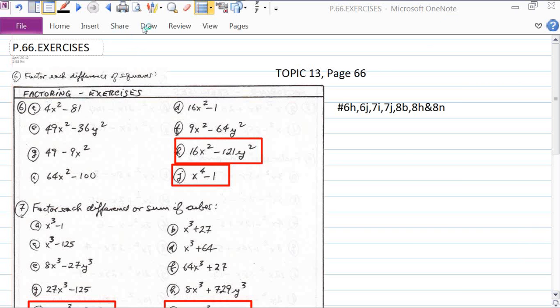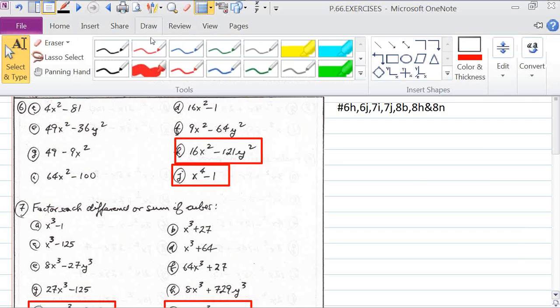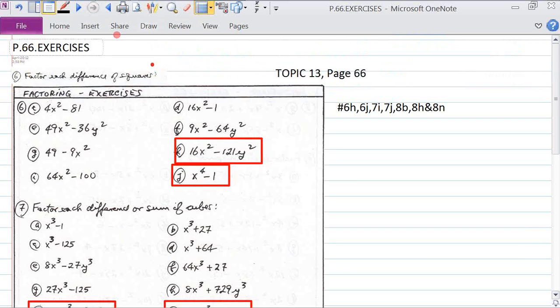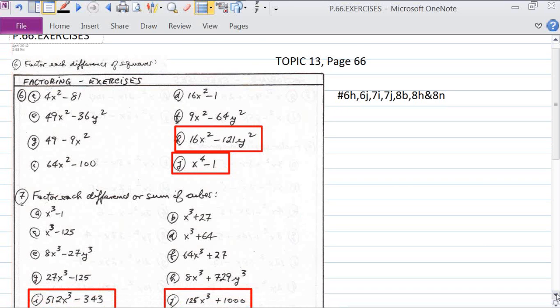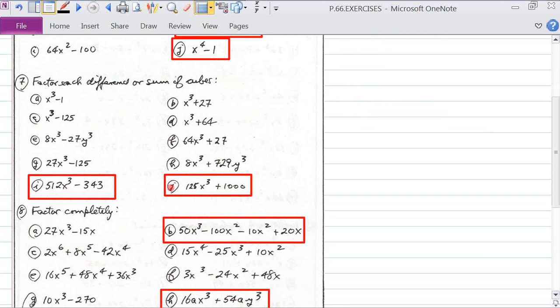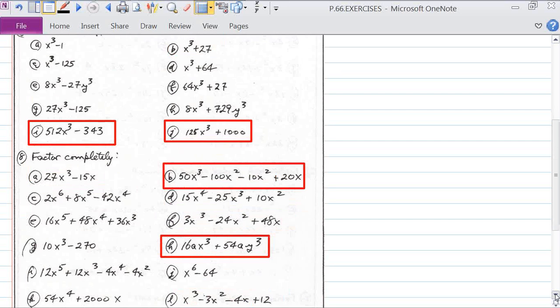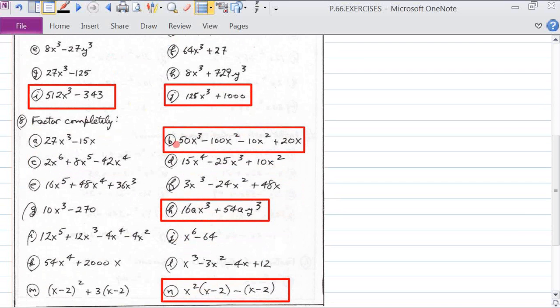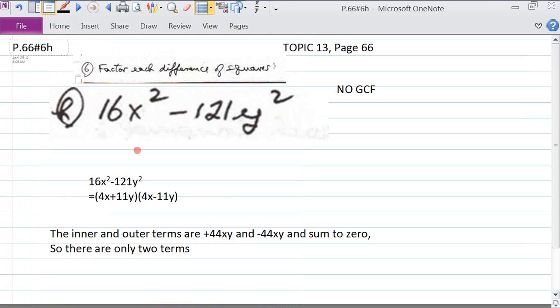We're on page 66, topic 13, and we're going to do 7 problems here. The 7 problems we're going to do are 6H and 6J, first 2, and then from 7 we're going to do 7I and 7J, and finally from 8 we're going to do 3 problems. We're going to do 8B, 8H, and 8N. So let's get started.